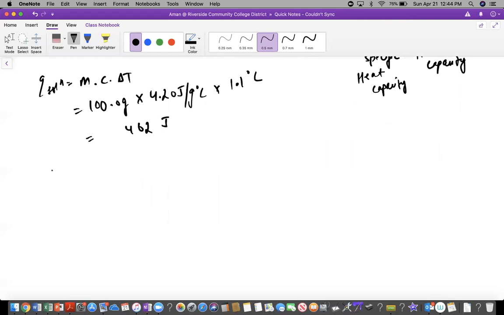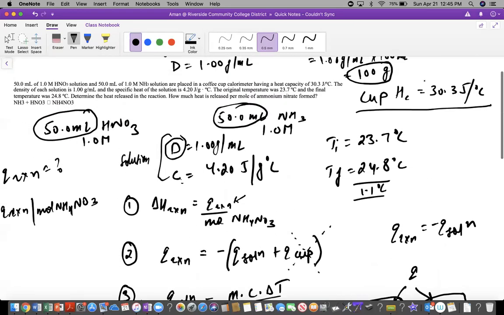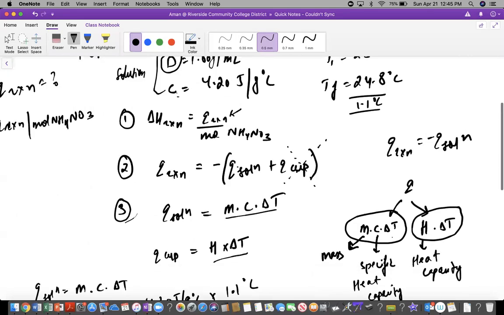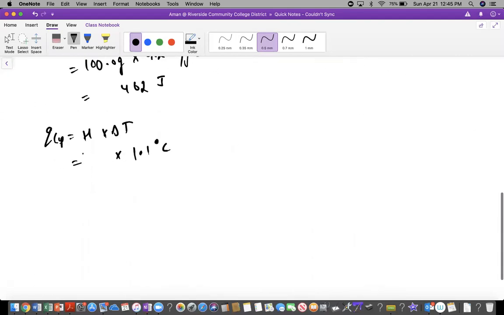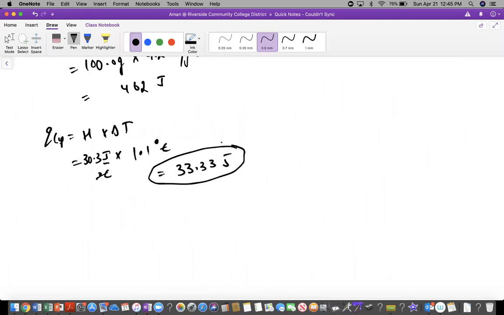What is the Q cup going to be, guys? Q cup is the heat capacity of the cup times delta T. Delta T is still 1.1 degrees Celsius. What is the heat capacity of the cup? It's given, 30.3 joules per Celsius. The Celsius cancels. What is 30.3 times 1.1? 33.33 joules. So this is my Q for the cup, and that was the Q for the solution.